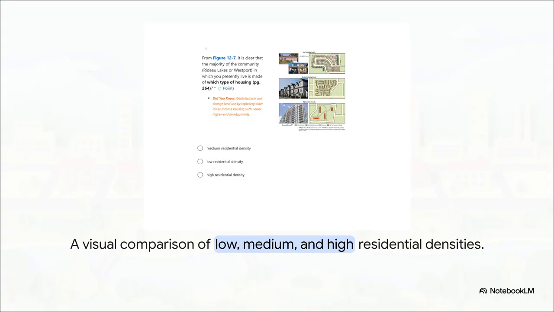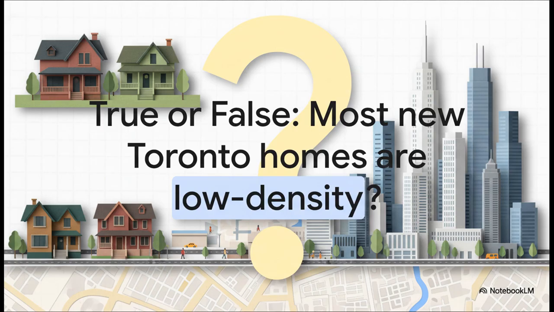Okay, this is a perfect side-by-side from your textbook. On the left, you've got low density. Think of those single-family houses with big backyards. In the middle, that's your medium density, like townhouses. And all the way on the right, that's high density. We're talking high-rise apartment buildings. Now, this is a really key trend your quiz is going to ask you about. So what do you think? True or false?